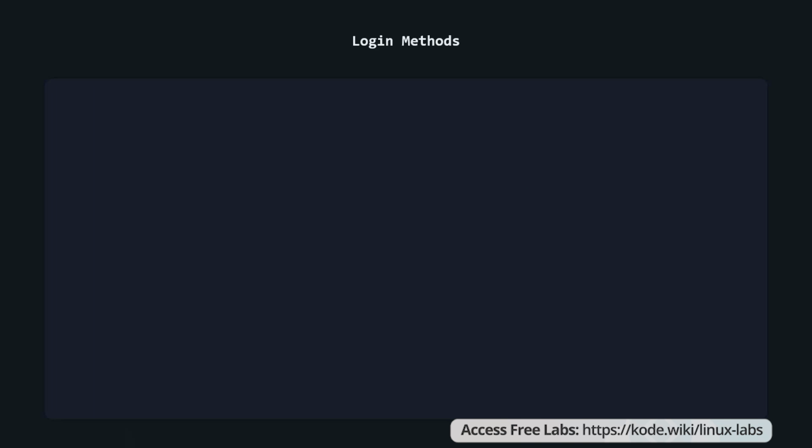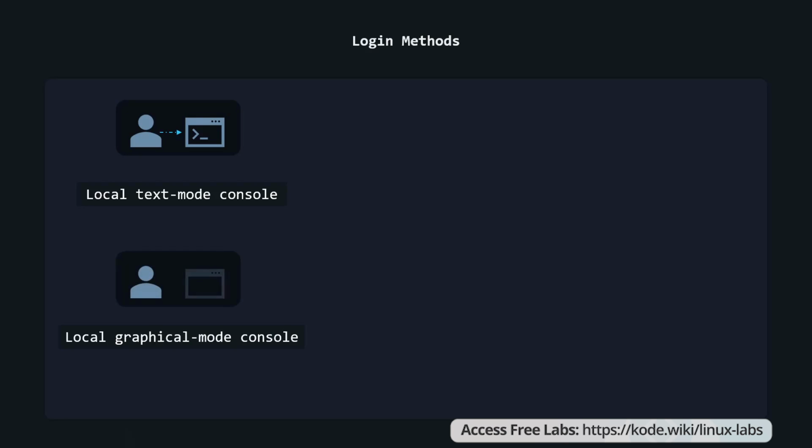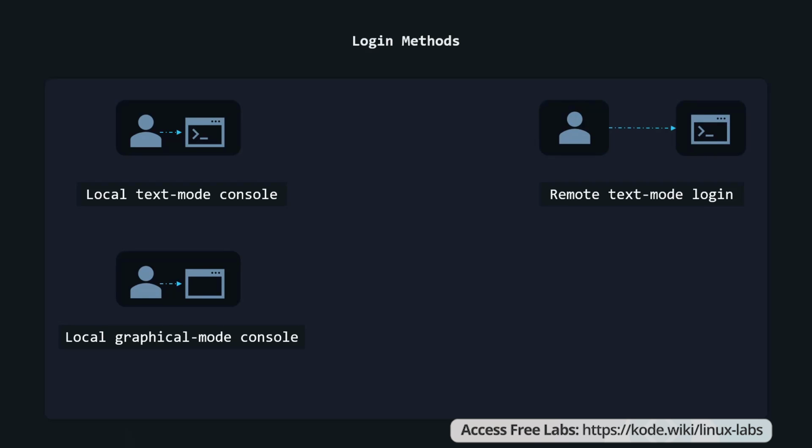So let's dive right in and start with some simple concepts. We're all used to logging into apps or websites by providing a username and password. Logging into a Linux system is pretty much the same, so there's not much mystery here. We'll look at 4 ways to log in. Logging into a local Linux system using the local text mode console, logging into a local Linux system using the graphical mode console, logging into a remote Linux system using a text mode login, and logging into a remote Linux system using a graphical mode login.